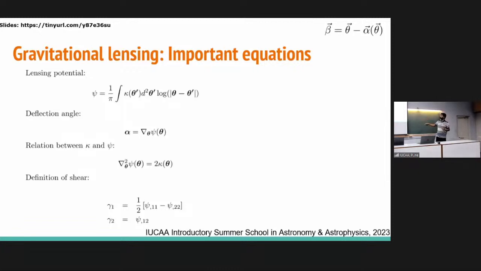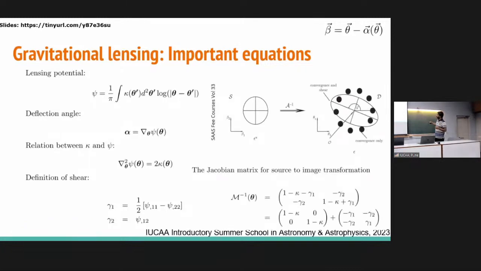So that's something that we should try to do. And then there's this thing called shear. So this defines something called a convergence, this kappa. But in addition, there's something called shear as well. This comes from the linearization of how small changes in beta reflect into changes in theta, the image positions. And we have talked about something called the magnification matrix that comes in, which looks something like this. And so there are these terms gamma 1 and gamma 2, which enter this magnification matrix. And this gamma 1 and gamma 2 again are related to the lensing potential in this particular way.